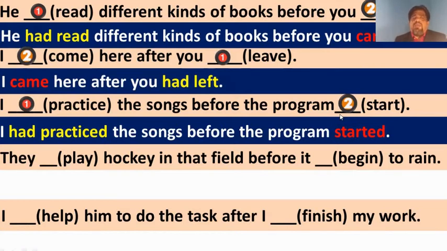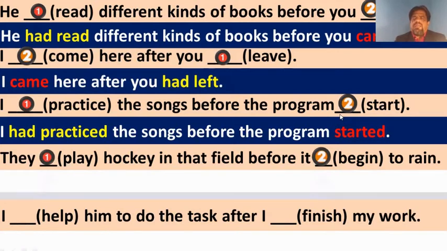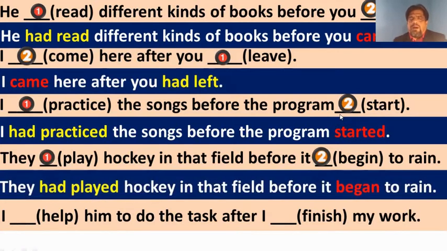They play hockey in that field before it begin to rain. Two verbs, play and begin. Which action happened first? Play happened first. First they played, and then which action happened second? Begin. Now the first action must be written in past perfect, and the second action must be written in simple past. And here comes the answer: They had played hockey in that field before it began to rain.